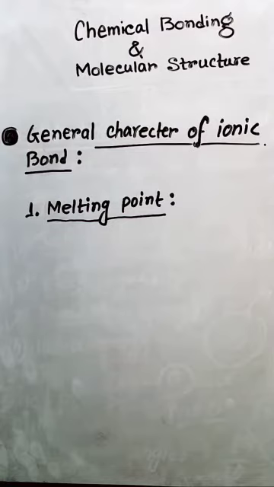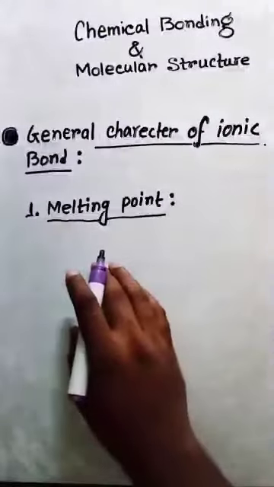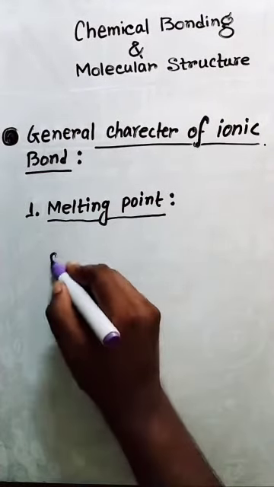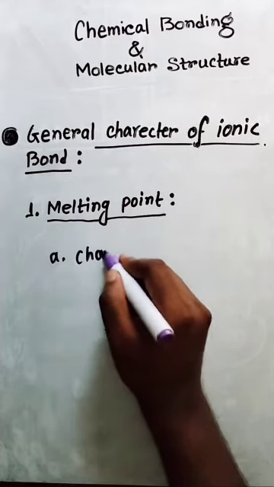Ionic compounds have high melting points because the electrostatic force of attraction, that is ionic bond, between cations and anions is strong. It takes a lot of energy to overcome this attraction in order to allow the ions to move freely and form a liquid. So there are many factors that affect this melting point. So first one is charge of ion.